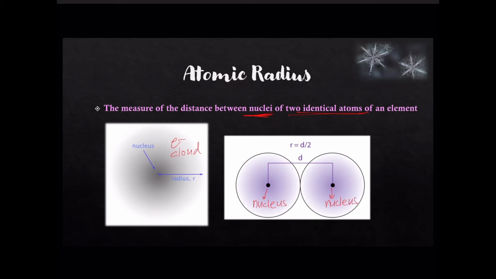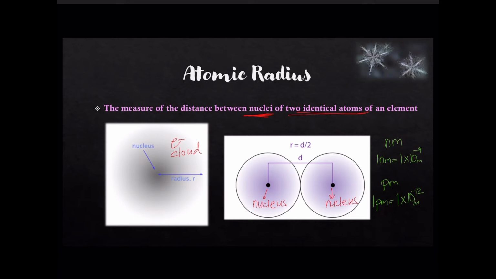The radius of an atom will typically be recorded in nanometers, which is the same thing as saying 1 nanometer equals 1 times 10 to the negative 9 meters. That's how small a nanometer is. Or in picometers. 1 picometer, remember, equals 1 times 10 to the negative 12 meters. That's how small a picometer is.